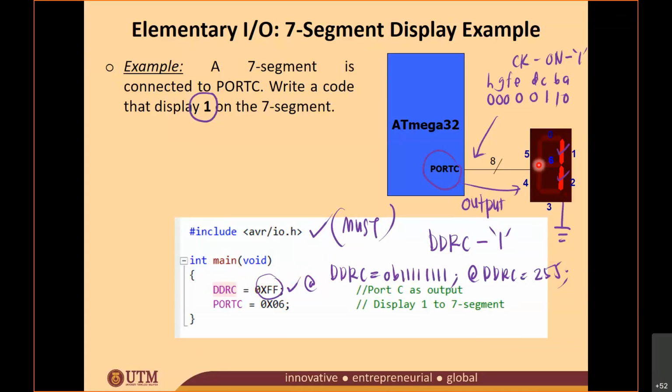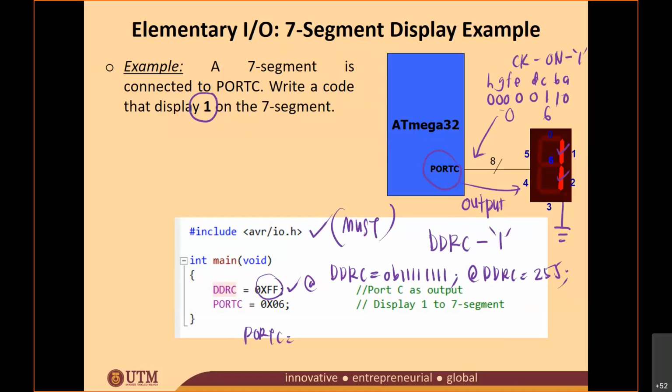Then, after you initialize port C as an output port, we send out this value to display number 1. Just write down PORTC equals, and then this value here. This is 00000110. You can send the binary number to your port C, or you can change this to hexadecimal. What is the hexadecimal? This is 06. So PORTC equals 0x06.